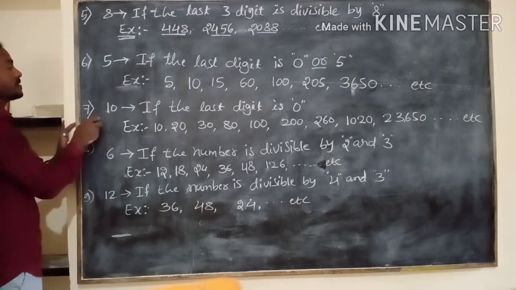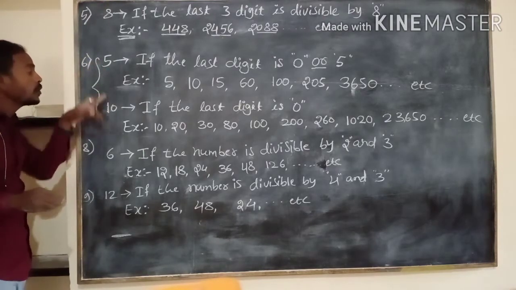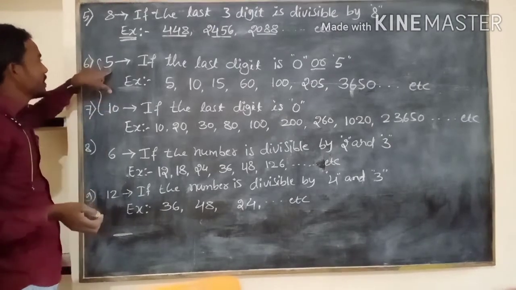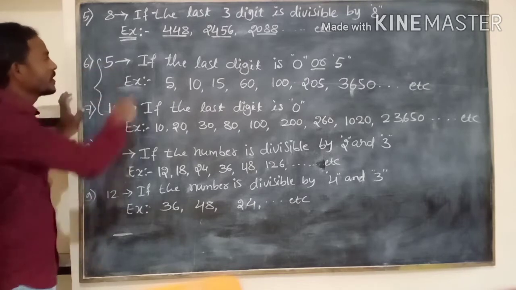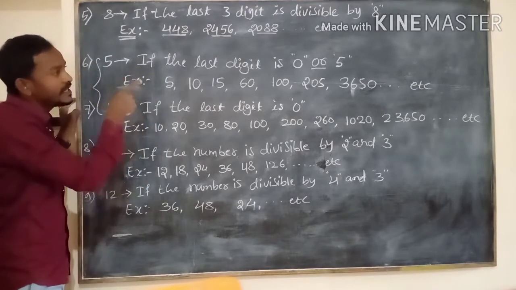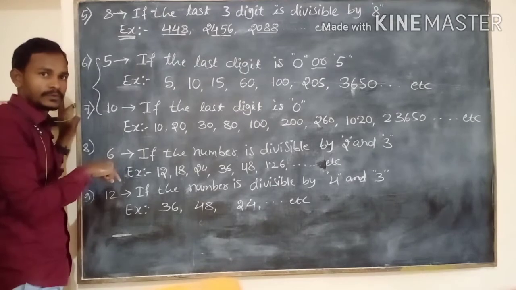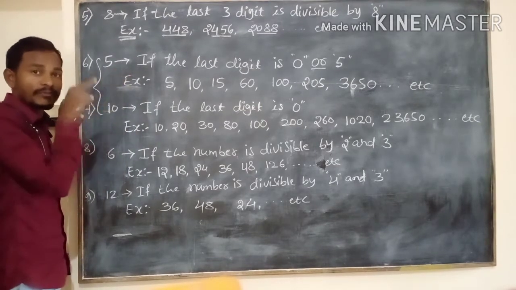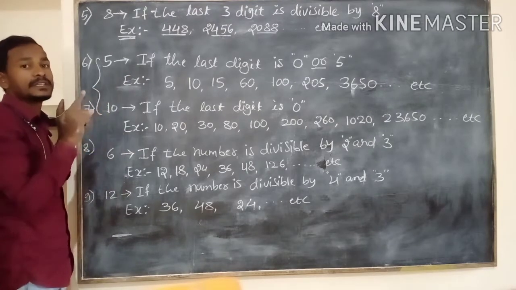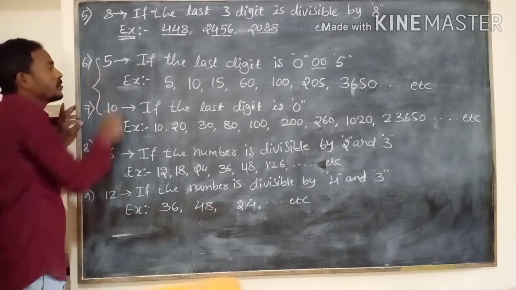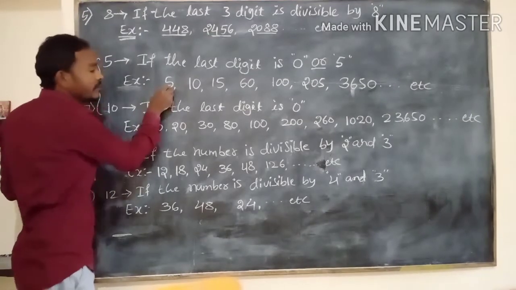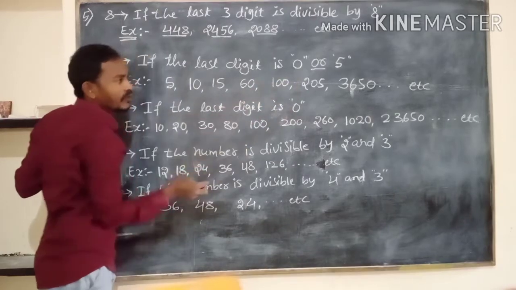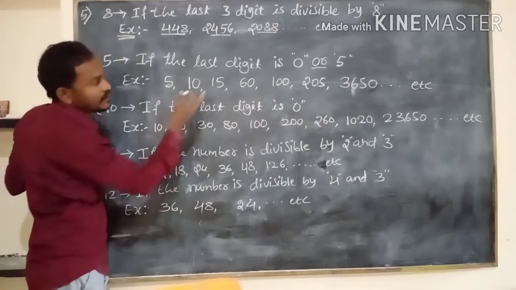The next ones are 5 and 10, where the rules are slightly different. The divisibility rule for 5 is: if the last digit is 0 or 5, then the number is completely divisible by 5. For example, 5, 10, 15, 60, 100, 205, 3650. There are so many numbers.